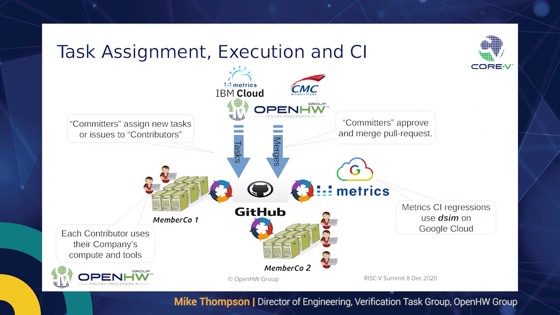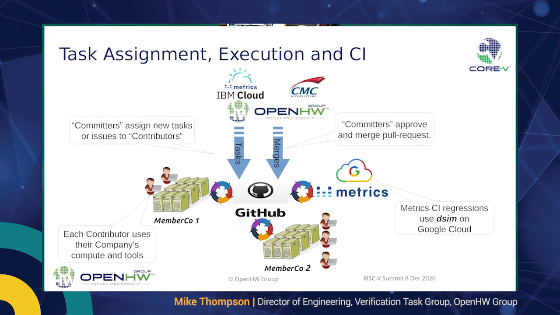Individual contributors working for individual member companies will use their own compute and their own tooling to execute tasks. And these tasks can be something like write a test case, develop a UVM agent, fix a bug, the kind of usual things that happen in a simulation activity. As that's happening, people are contributing code up to GitHub, issuing pull requests. These pull requests automatically kick off regressions that run on the metrics cloud. And when those results are good and we look like we've achieved the goal of whatever task it is we're trying to achieve, we'll merge things onto the master trunk, and the whole process just keeps going.